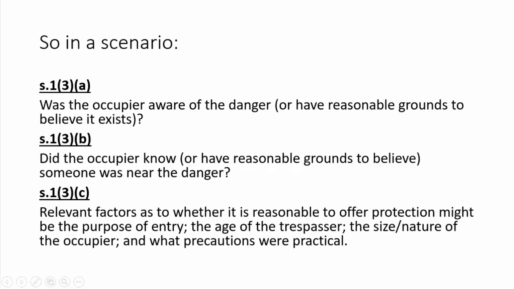And then under C, is it reasonable to offer protection? You might like to consider the purpose of the entry. So a burglar would be given much less consideration than an innocent trespasser. The age of the trespasser, obviously someone young, a child, is going to be given more consideration. The size or nature of the occupier: a large company with a lot of financial resources is going to be expected to do more than just an individual. And what precautions were practical? Was there anything that could actually be done to have made the premises any safer, or were they too large?